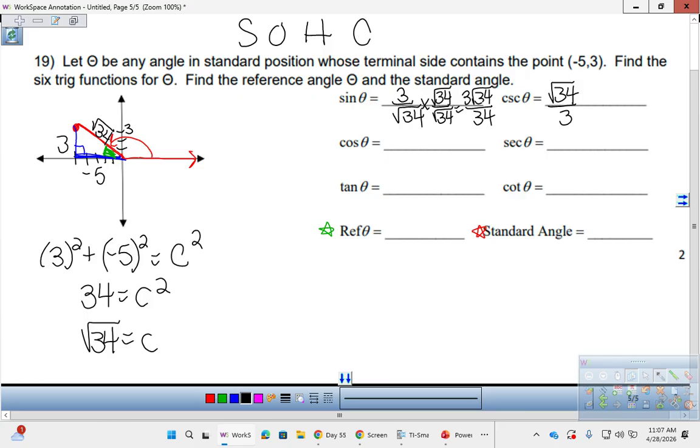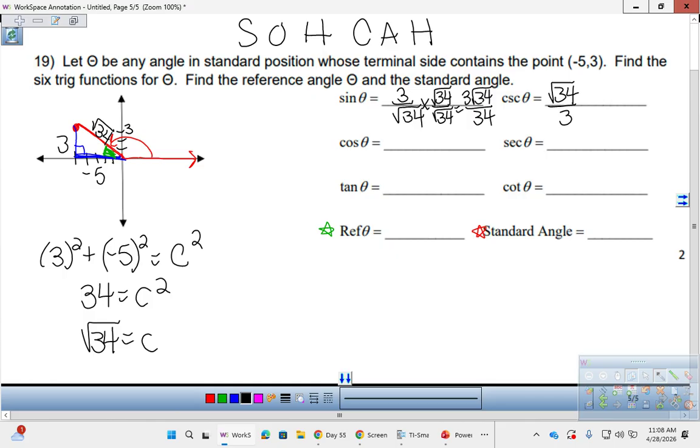So cosine is adjacent over hypotenuse. This is where All Students Take Calculus can or cannot come in, depending on how you feel about memorizing it, all right? The adjacent side is -5, but maybe you forget to write the negative, and then All Students Take Calculus will come in at the end and save you from that, all right? So I'm going to do it with the -5, and then I'll show you why it is -5.